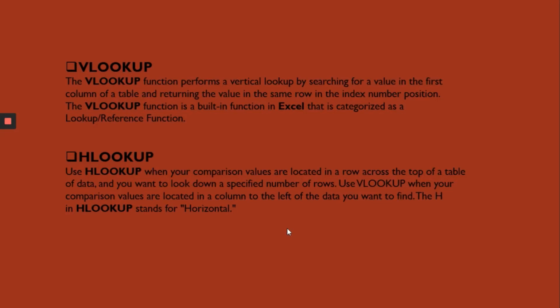Hlookup is used when your comparison values are located in a row across the top of a table of data and you want to look down a specified number of rows. Use Vlookup when your comparison values are located in a column to the left of the data you want to find. The H in Hlookup stands for horizontal.